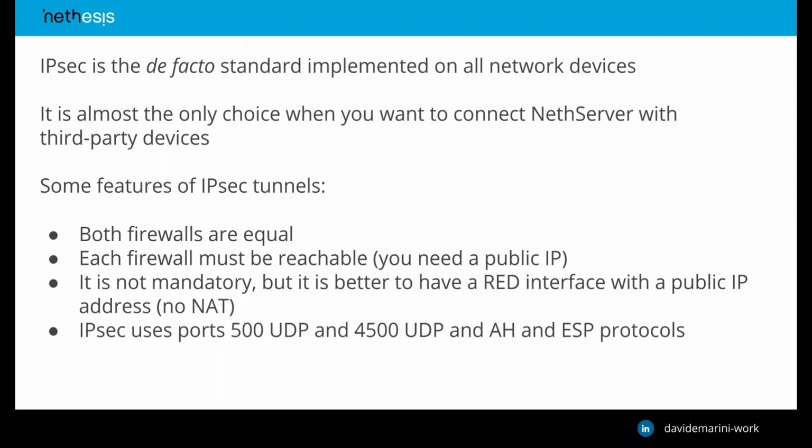Each device must be reachable, so you need a public IP address in both firewalls. And even if it's not mandatory, it's better that the red interface of the firewall is configured with a public IP address on it instead of a NAT. IPsec uses for all channels ports 500 UDP and 4500 UDP and the protocols AH and ESP. Please forward this traffic from the router to NetServer if you are behind the NAT.